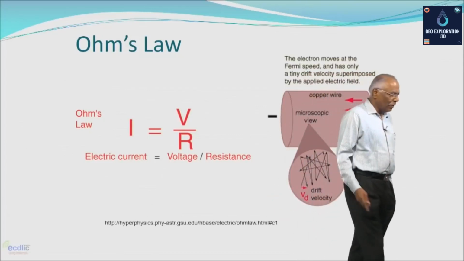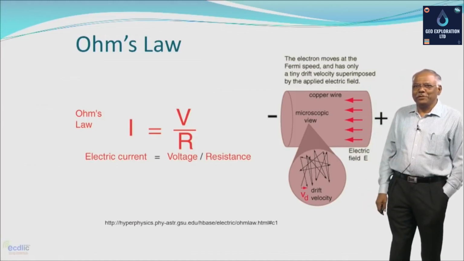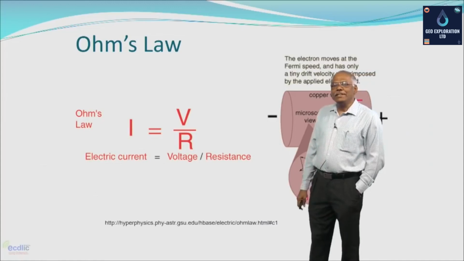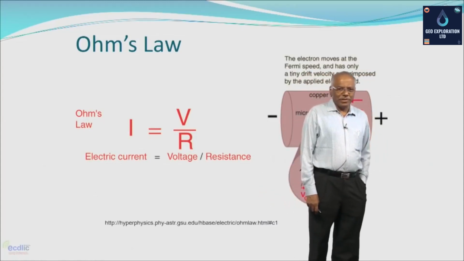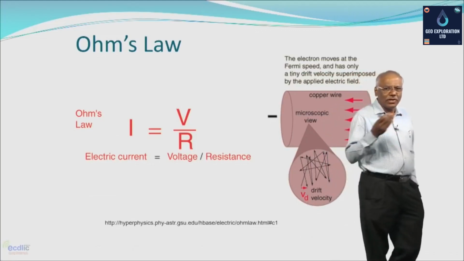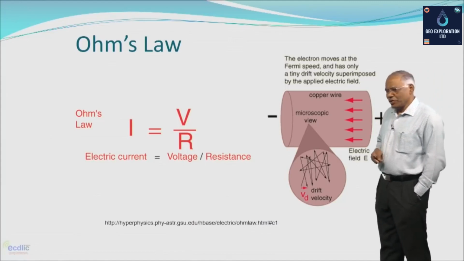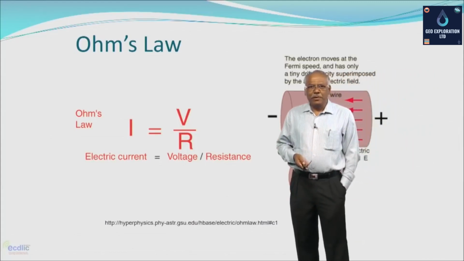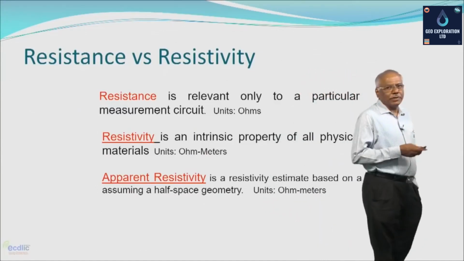Typically, Ohm's law is going to be used in this particular technique, and therefore, I is equal to V by R, where I is the electric current that you are passing, V is the voltage that you are measuring, and R is the resistance. In other words, R is equal to V by I, potential difference divided by the current. That is how this basic law, Ohm's law, is used in the electrical resistivity technique.